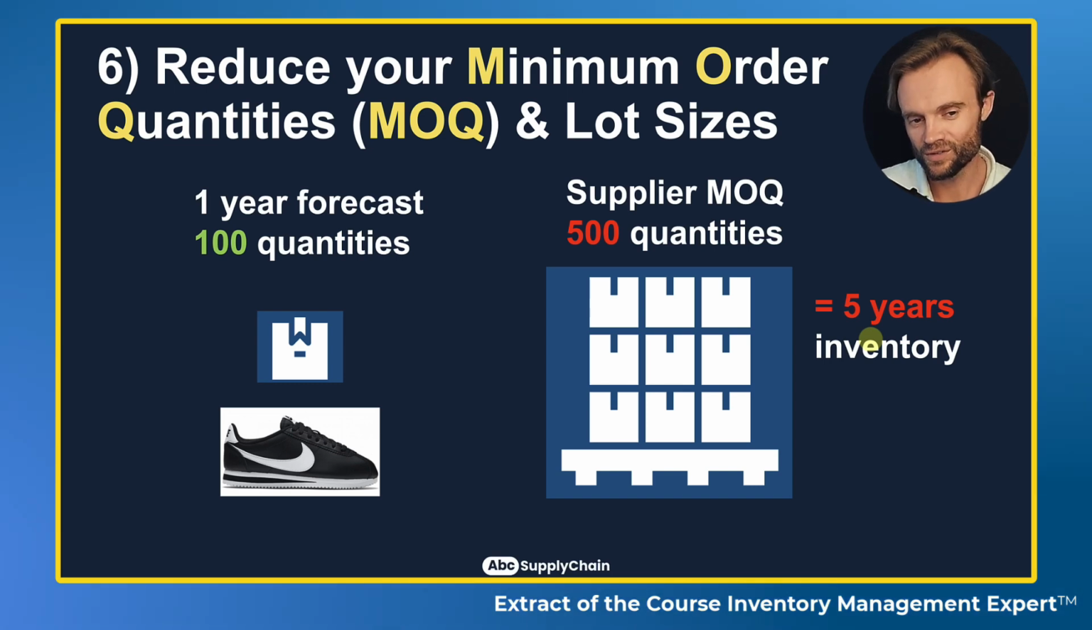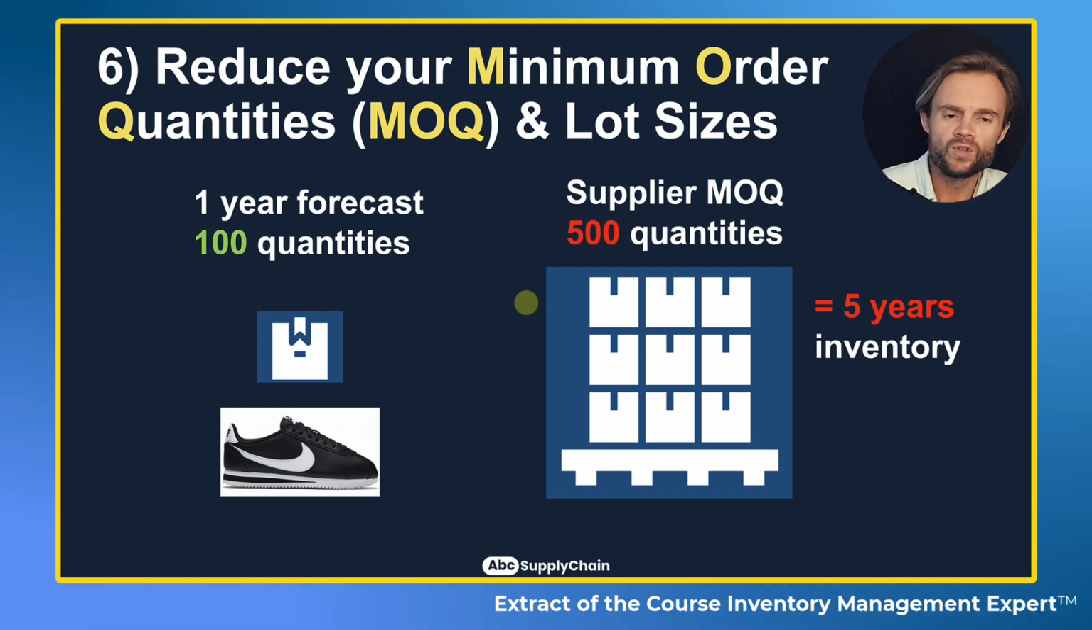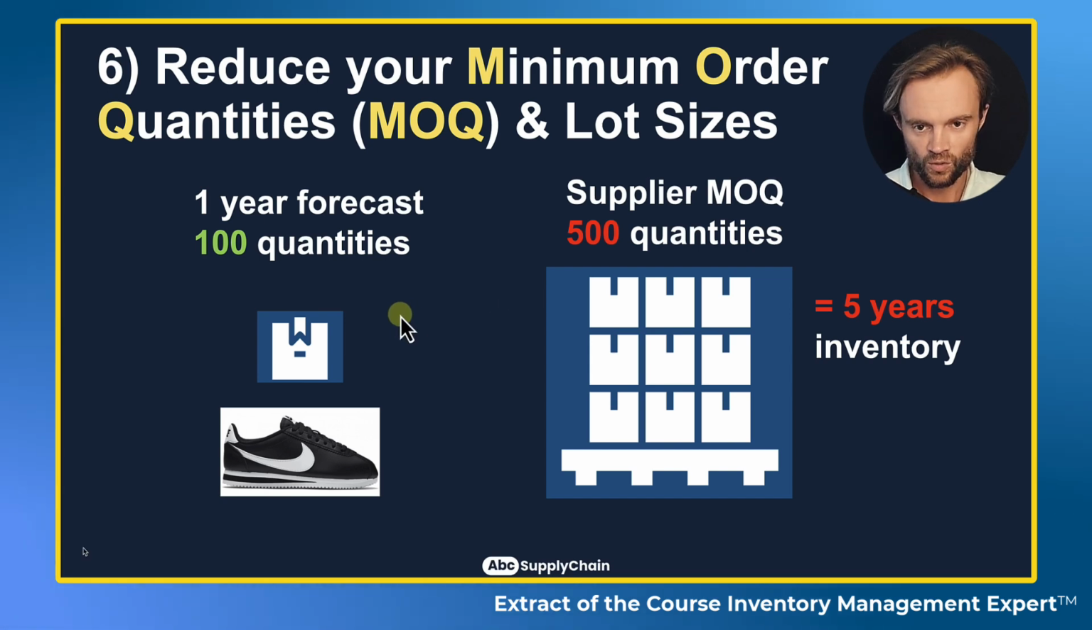So either you reduce the MOQ, or you negotiate with the supplier, or you change the supplier, or you change the product. But be very careful, it could be a minimum like you need to order 1 box, 1 pallet, 1 container. This is one of the most impactful things you have on your inventory, and many people forget about it.